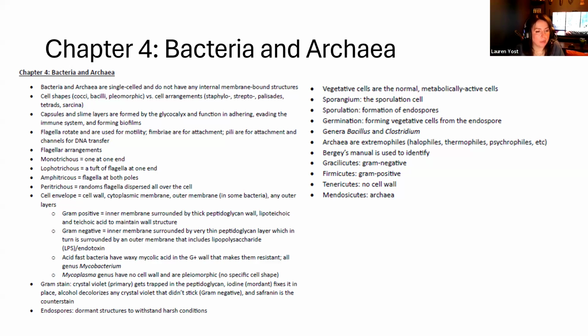Anyways, cell envelope, that refers to the wall and any membranes and walls, whatever's covering that cell, holding it together. That's the cell envelope, that whole structure, okay? That consists of a cytoplasmic membrane, which all bacteria and archaea have, at least that cytoplasmic membrane. It's just holding the crap together.